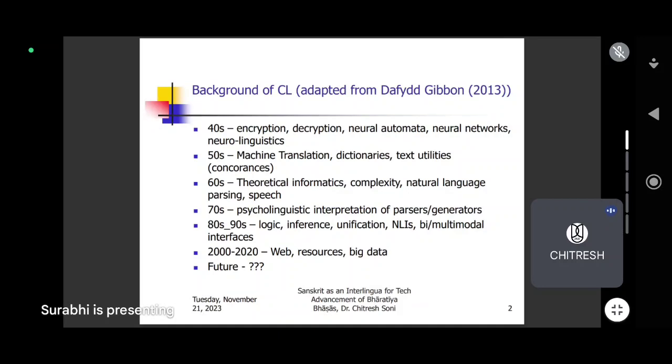Then bi- and multi-modal interfaces, not just from a single keyboard input, but towards human input, image input, and various kinds of input in the 80s and 90s. And in 2000 to 2020, we moved from rule-based systems to web resources, large resources, big data, mining, all these things. So this is in short. Then the future is a question mark. We move to the next slide then.